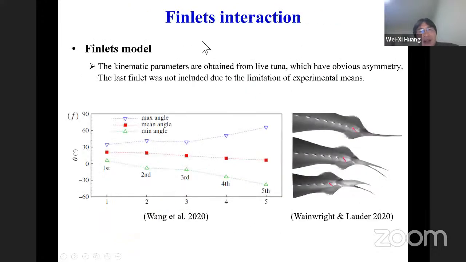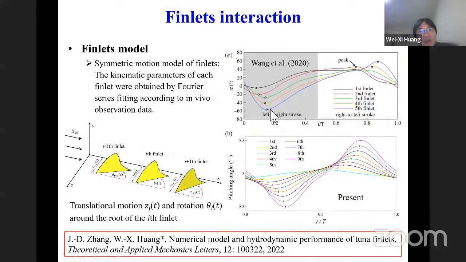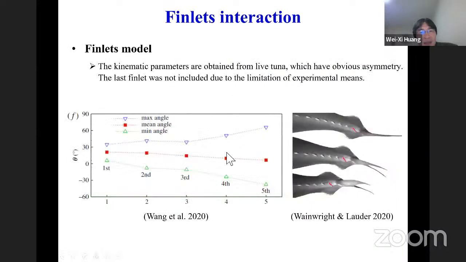Okay, then we look at the finlets on the dorsal side. There are 9 finlets on the tuna, according to the observation of the live tuna. During one period, this shows the flapping angles of the different finlets. We then fit the angle variation, but from this figure there is some kind of asymmetry.